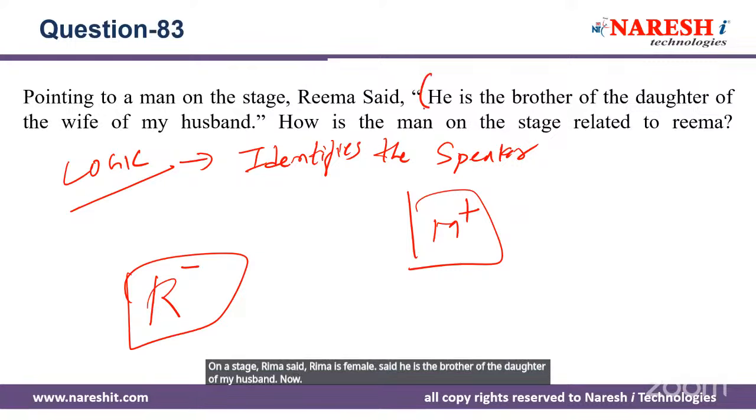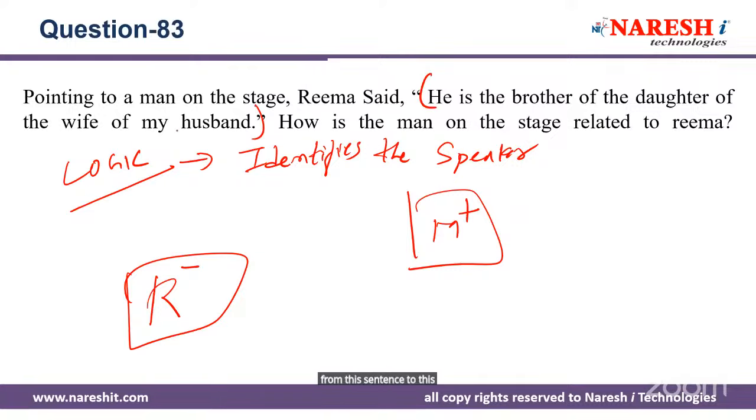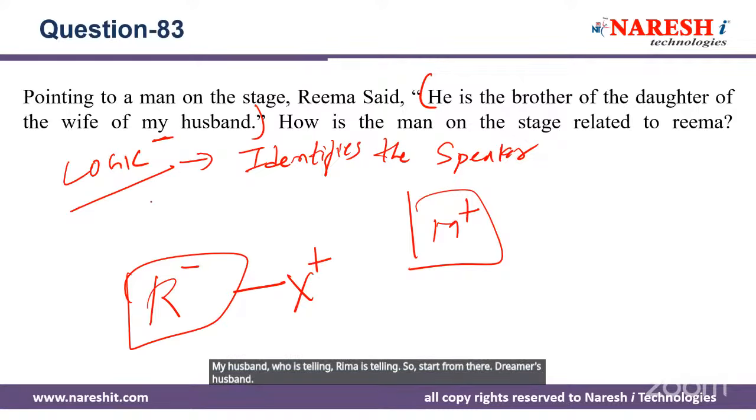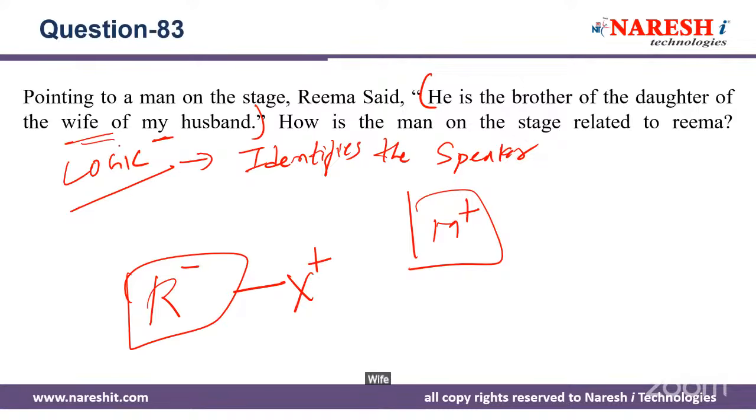Now, in this sentence, where is the speaker? My husband. Who is telling? Rima is telling. So start from that. Rima's husband. Wife of Rima's husband will be Rima only. So, daughter of Rima.